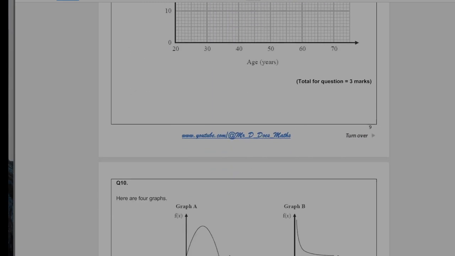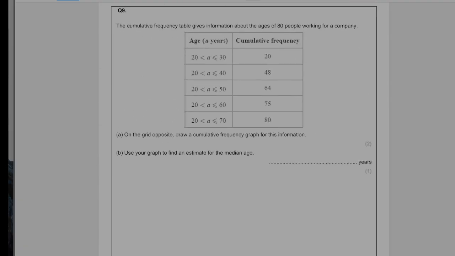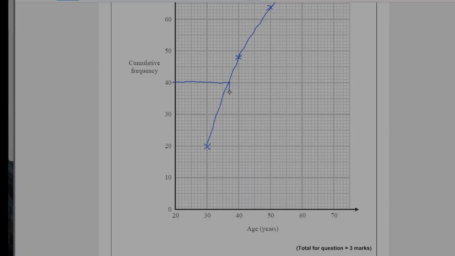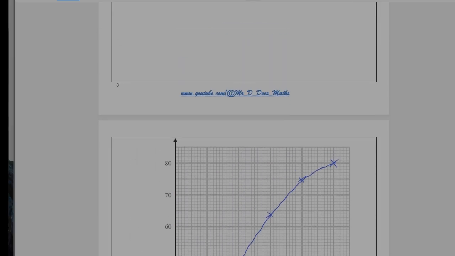And there was a part B, wasn't there? So part B: use your graph to find an estimate for the median age. So if this is out of 80, we're going to take our median as being 40. So we go across to our graph. Where we hit our graph, we go down and read off our value. So we're looking at about 37 there.